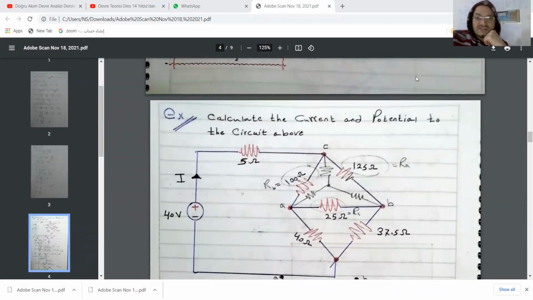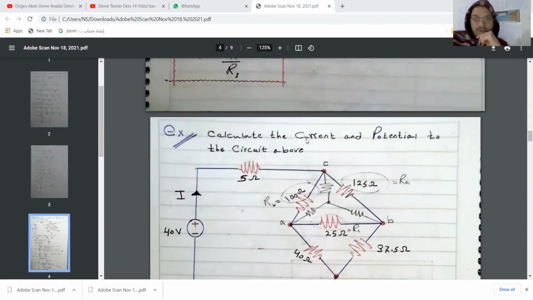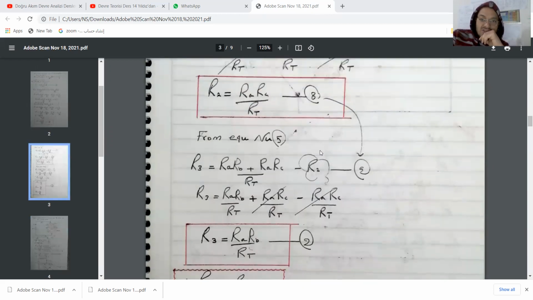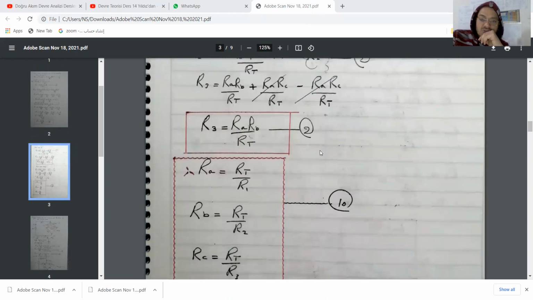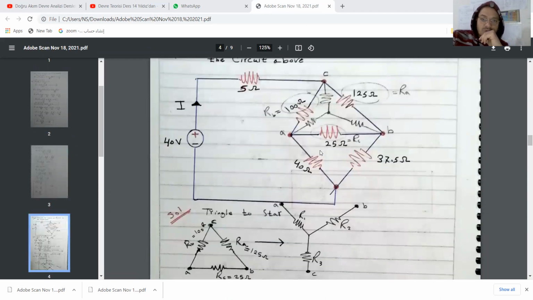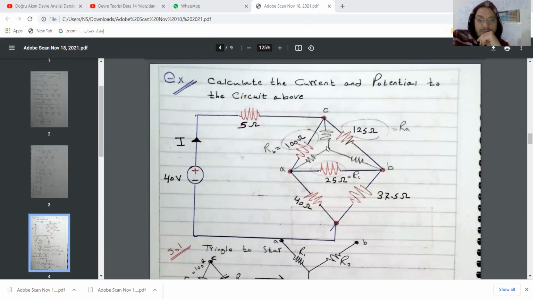Here, calculate the current and potential of the circuit above. We will use all these few questions to calculate the next 2 questions. We know from Ohm's law, V equals IR, that means I equals V divided by R, but here we have a big figure of resistance, because of that we must simplify to one result. After that, we can use Ohm's law.